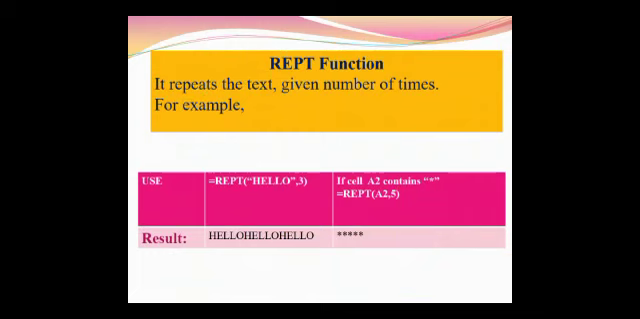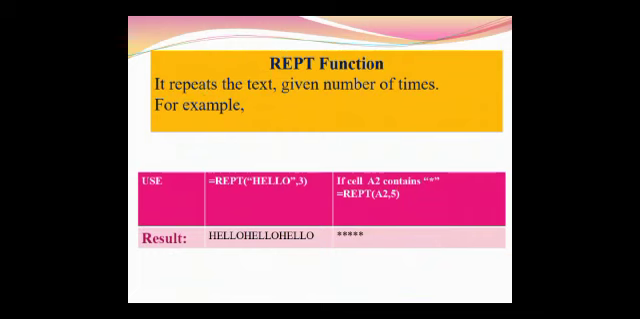Next is rept function, which repeats the text given number of times. You can repeat any text or you can repeat any character given number of times. Suppose I have to repeat hello word 3 times. So I write equal to rept in bracket hello. The word which you want to repeat will be written in double quotes, comma 3, that means 3 times you have to repeat this word. So hello, hello, hello you will get 3 times, but see no space will be there in these 3 words.